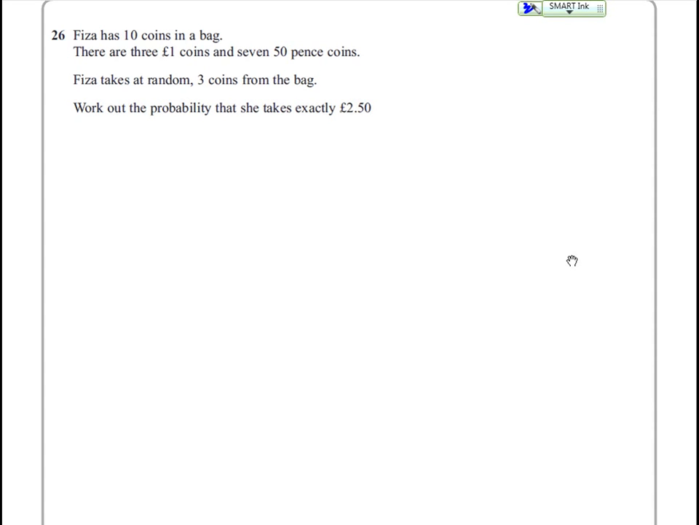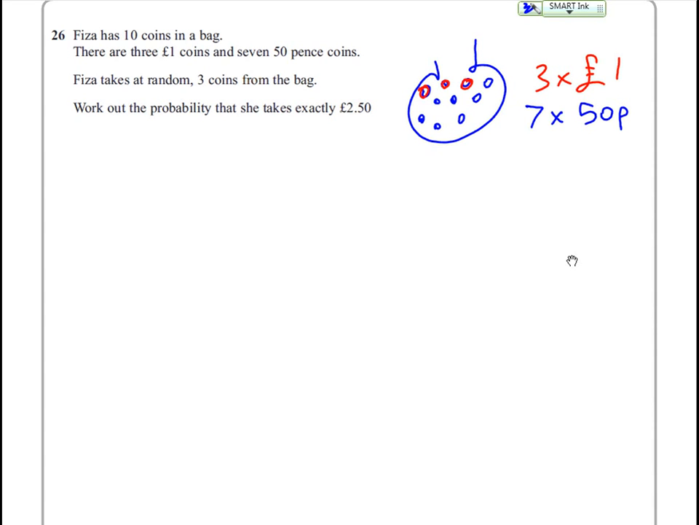Okay, a probability question. Fisa has 10 coins in a bag, so let's draw a bag. 10 coins, 1, 2, 3, 4, 5, 6, 7, 8, 9, 10. There are 3 £1 coins. Okay, 3 times £1. And there are 7 50p coins. 7 times 50p. Okay. Fisa takes, at random, 3 coins from a bag. Work out the probability she takes £2.50. Interesting question. What we need for this question is a tree diagram.